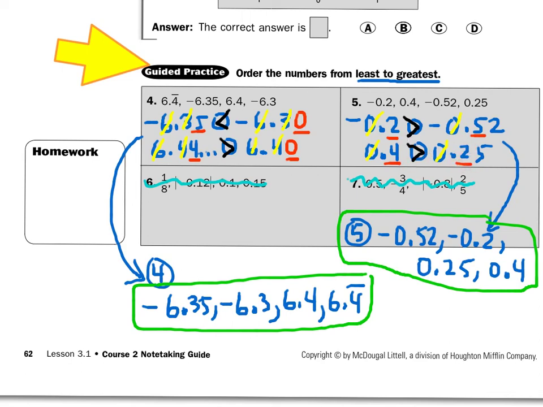Okay, so now we have to put all that information together down here. So I know the smallest number of all of them was negative 0.52, and then I'd have to put negative 0.2, and then for the positives, 0.25 was smaller, and then 0.4 was the biggest. So I put those in order.